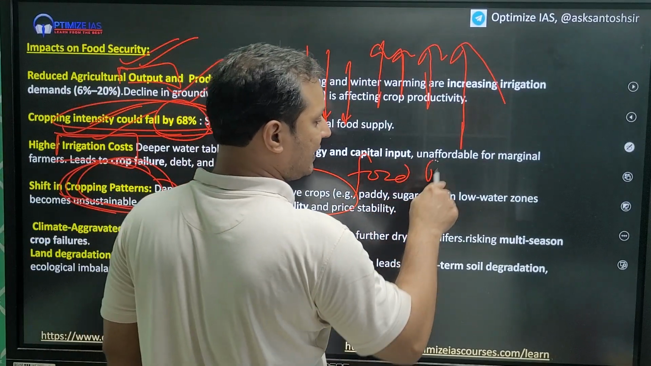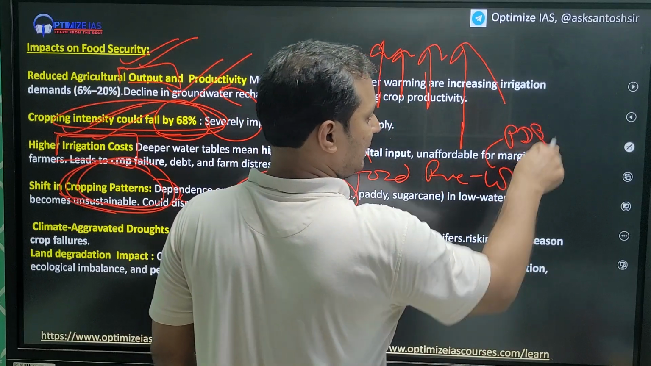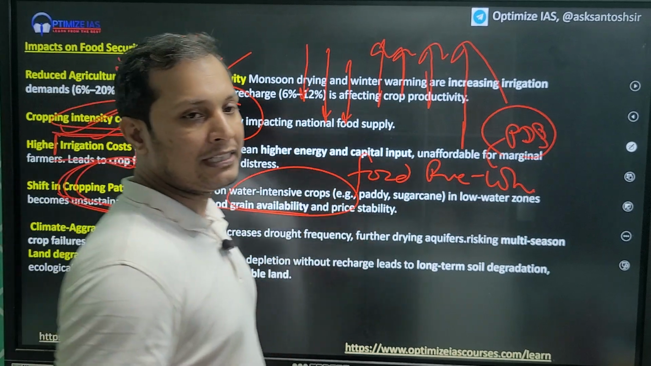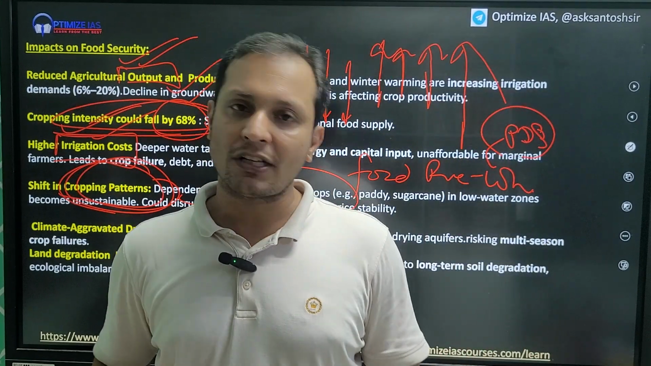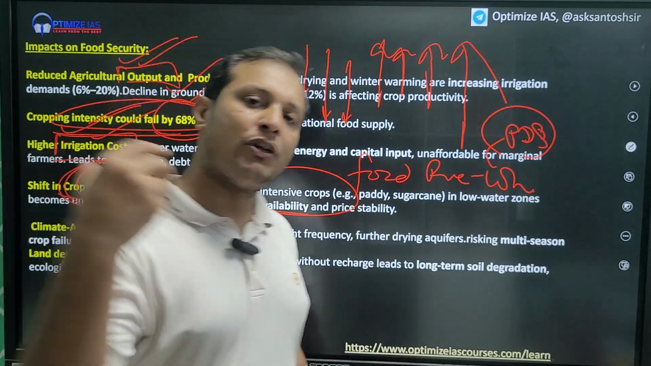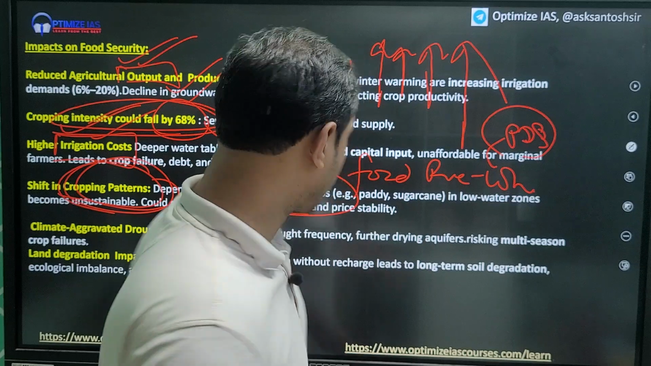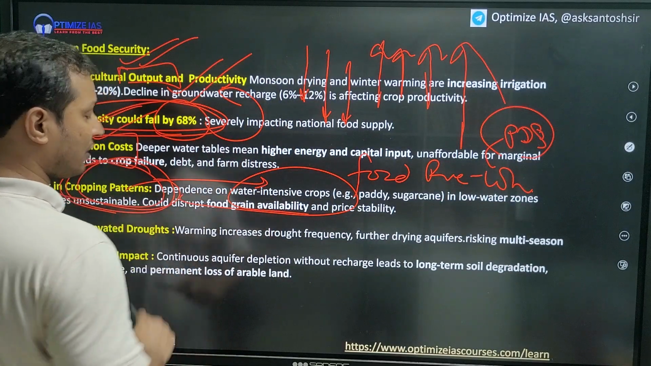Guys, rice and wheat is very important for the PDS. In the PDS, it is basically rice and wheat. So if there is no water availability in this region, or reduced water availability, then what is going to happen? The farmers are going to shift from water intensive crops to some other crops. Okay, the shift in cropping pattern may happen. That will adversely impact the food security.